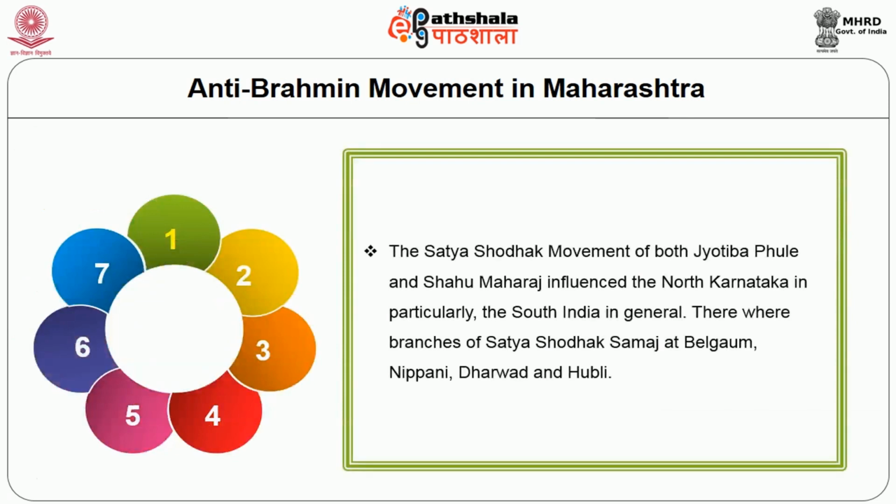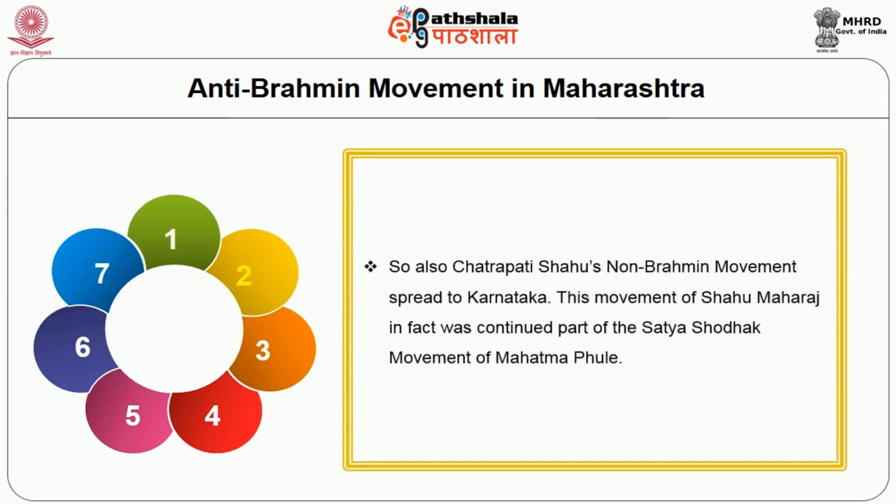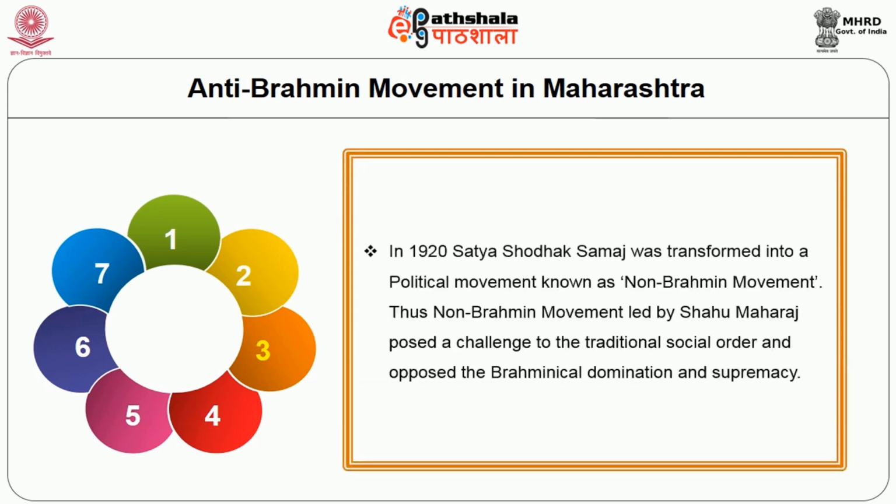The Satyashodak movement of both Jyotiba Phule and Shahu Maharaj influenced North Karnataka, in particular, and South India in general. There were branches of Satyashodak Samaj at Belgaum, Nipani, Dharwad and Hubli. So also Chhatrapati Shahu's non-Brahmin movement spread to Karnataka. This movement of Shahu Maharaj was in fact a continued part of the Satyashodak movement of Mahatma Phule. In 1920, the Satyashodak Samaj was transformed into a political movement known as the non-Brahmin movement. Thus, the non-Brahmin movement led by Shahu Maharaj posed a challenge to the traditional social order and opposed Brahminical domination and supremacy.